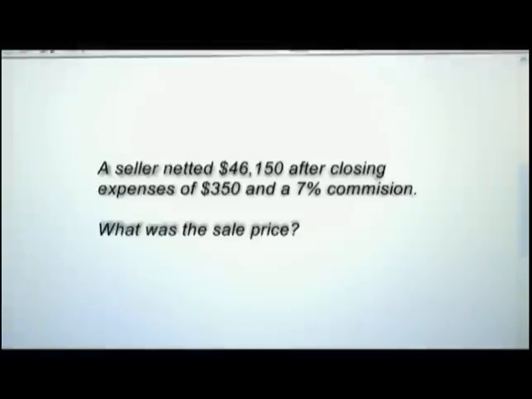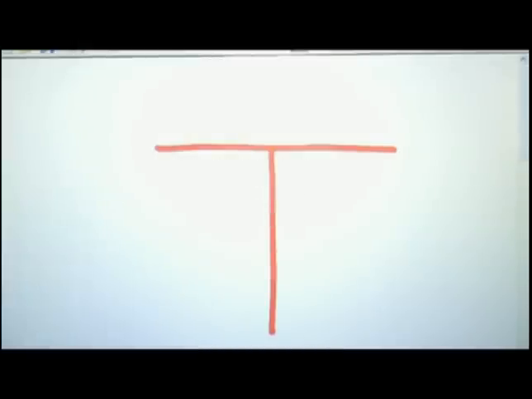Question 5 on the math practice says, a seller netted $46,150 after closing expenses of $350 and a 7% commission. What was the sales price? So again, a T formula. Also, we see right away it says the seller netted $46,150. So that makes this a seller net question.